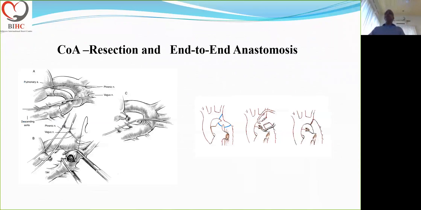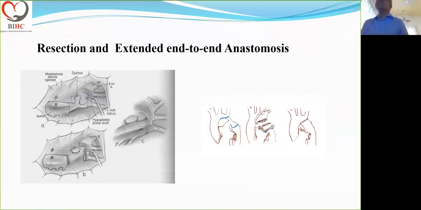Look at these images. If you are looking at a simple resection and end-to-end anastomosis, maybe this cartoon is more clear to you. This is the subclavian. Here is the part distal to the coarctation. The surgeon resects this much and then brings the descending aorta up and produces an anastomosis, and that is a simple resection and end-to-end anastomosis.